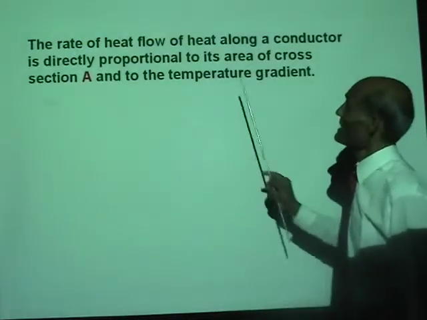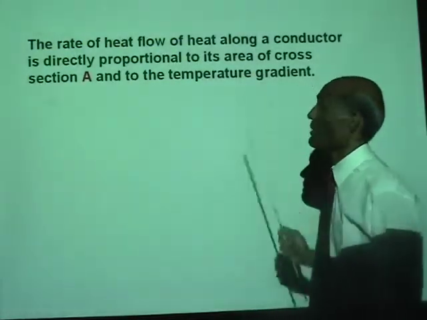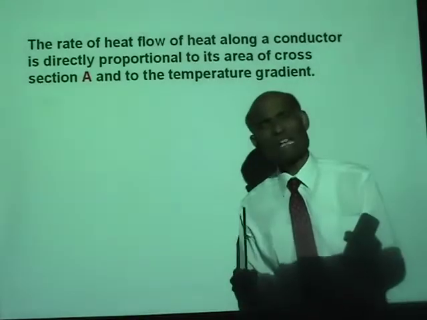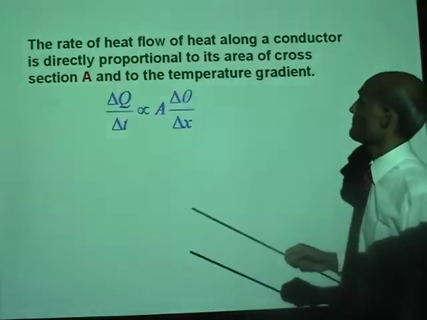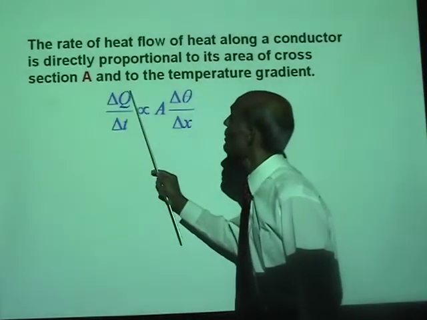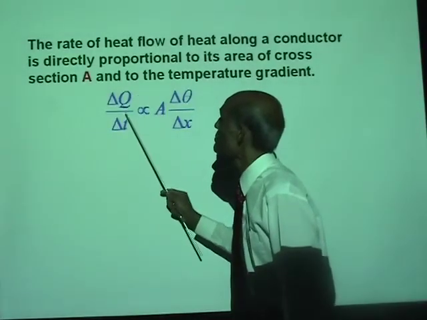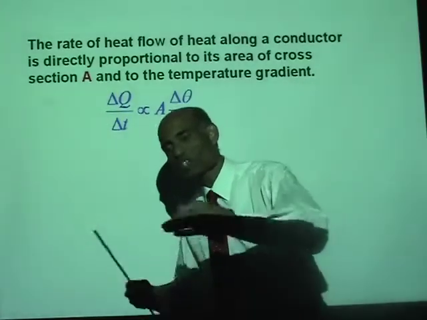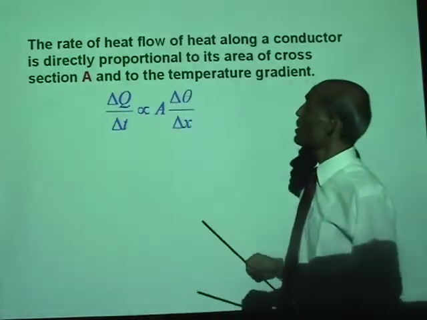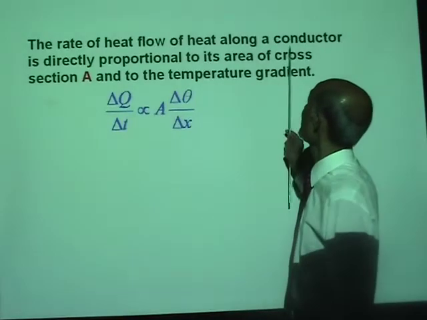Alright. Now, the rate of heat flow, I asked you this question. The rate of heat flow depends on what factors? The rate of heat flow is written like this: delta Q divided by delta T, the rate at which heat is flowing. What are the factors on which the rate of heat flow depends?